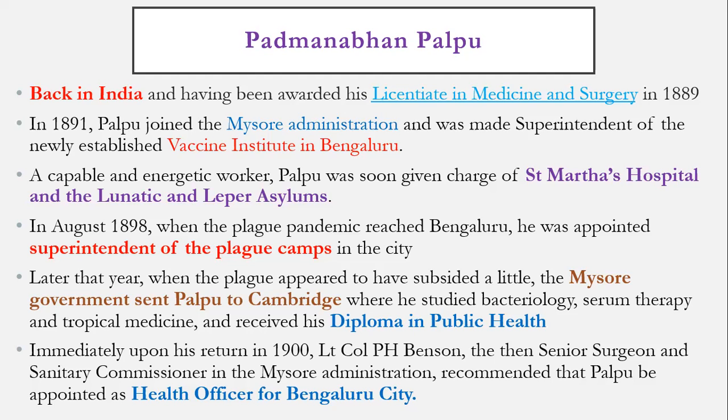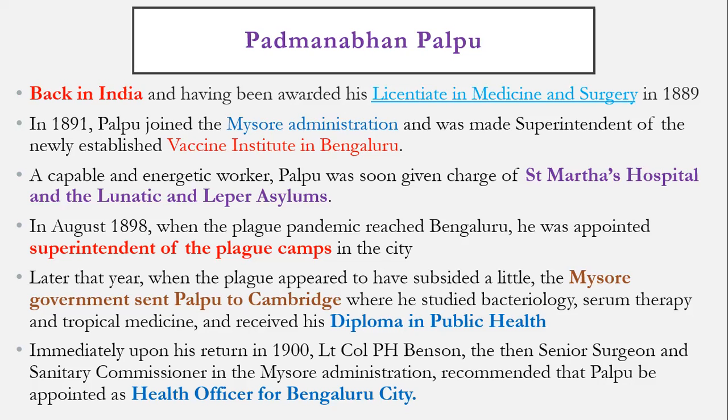In August 1898, when the plague pandemic reached Bengaluru, he was appointed superintendent of the plague camps in the city. Later that year, when the plague appeared to have subsided a little, the Mysore government sent Palpu to Cambridge, where he studied bacteriology, serum therapy, and tropical medicine, and received his diploma in public health.